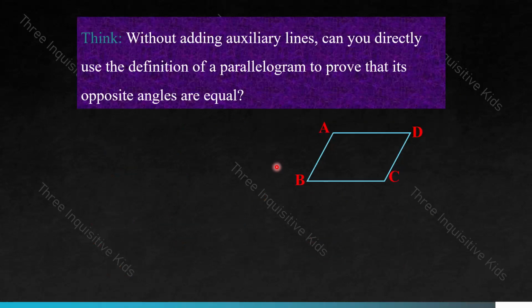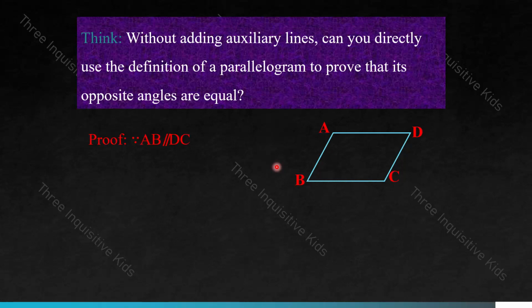Think. Without adding auxiliary lines, can you directly use the definition of a parallelogram to prove that its opposite angles are equal? An auxiliary line is a line that is not given, but that you draw to help you solve a problem.